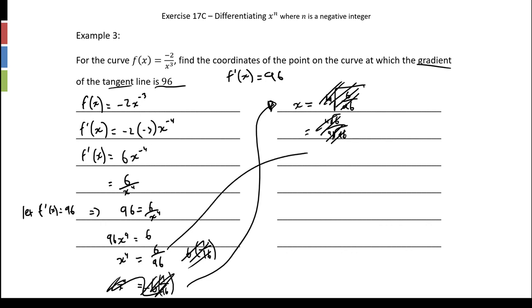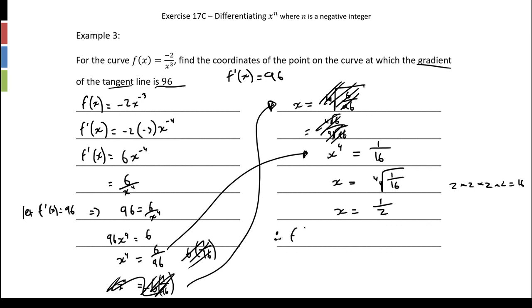Let's take this. Take out the common factor of 6. x to the 4 gives us 1 on 16. x is equal to the 4th root of 1 on 16. That is going to be 1 on the 4th root of 16. 2 times 2 is 4, times 2 is 8, times 2 is 16. So x is going to be half. Okay.